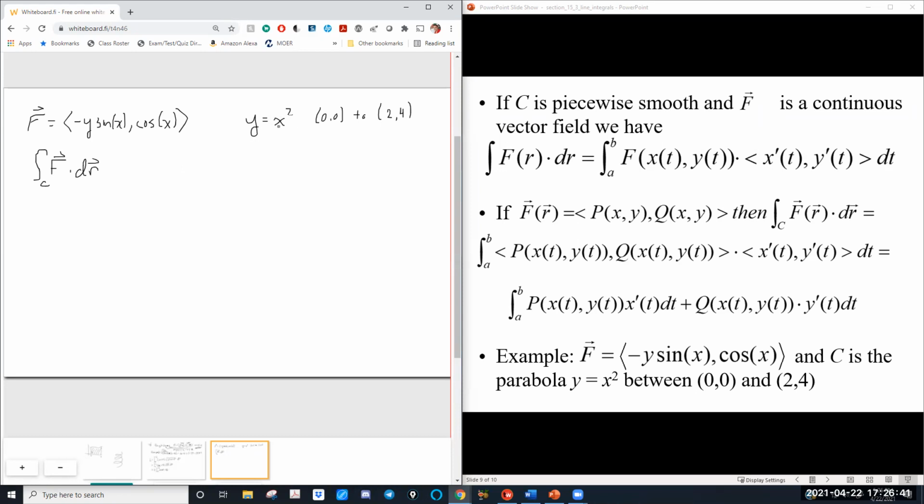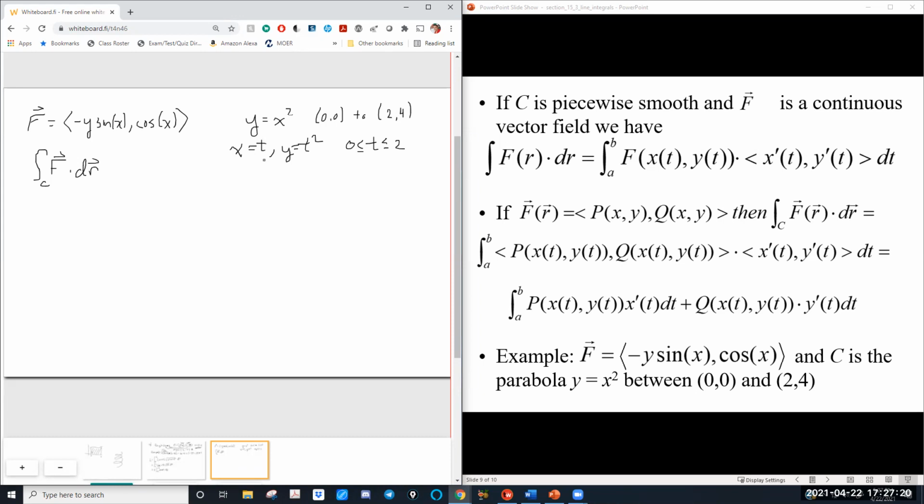Whenever you're given a function, the easiest way to parameterize it is to let x equal t, and then let y equal t squared. And t is going to go from 0 to 2. It's a nice little trick that will take any function and parameterize it, because really all we're doing is substituting t for x. Why 0 to 2? Well, because x is going from 0 to 2, and since y is t squared, y is going to go from 0 to 4.